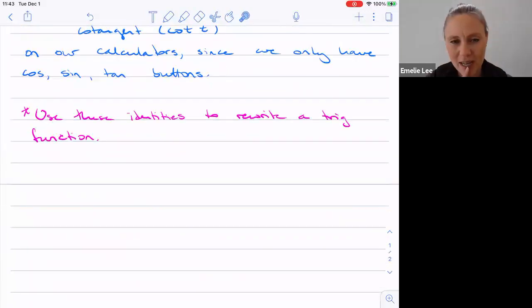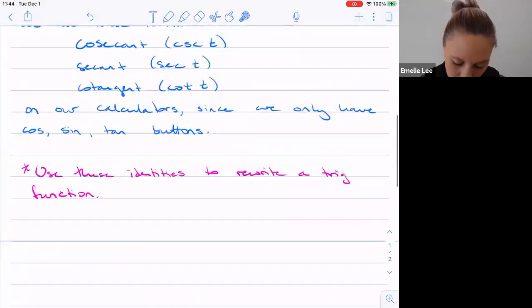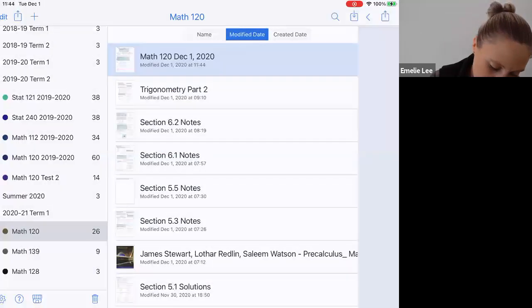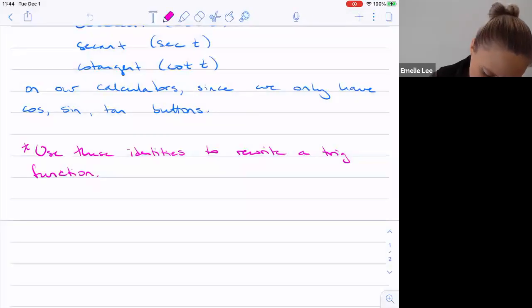I should have brought in an example that I wanted to show you, but maybe I'll save it for next day for the final exam review. Okie dokie. So that's kind of the end of the review.